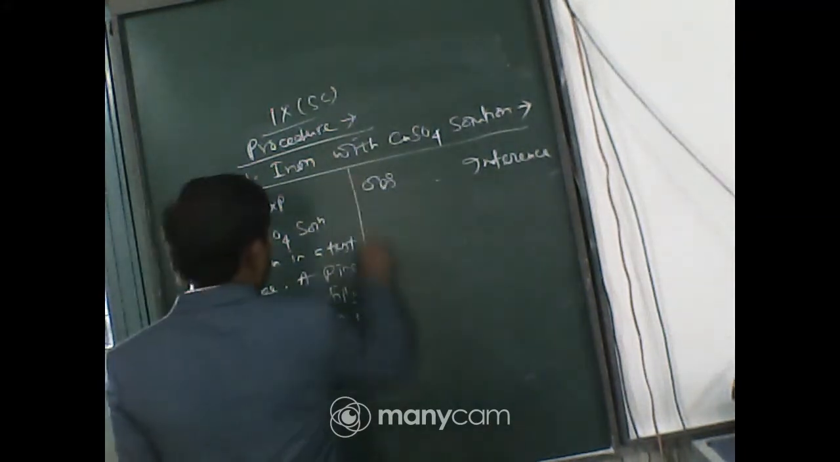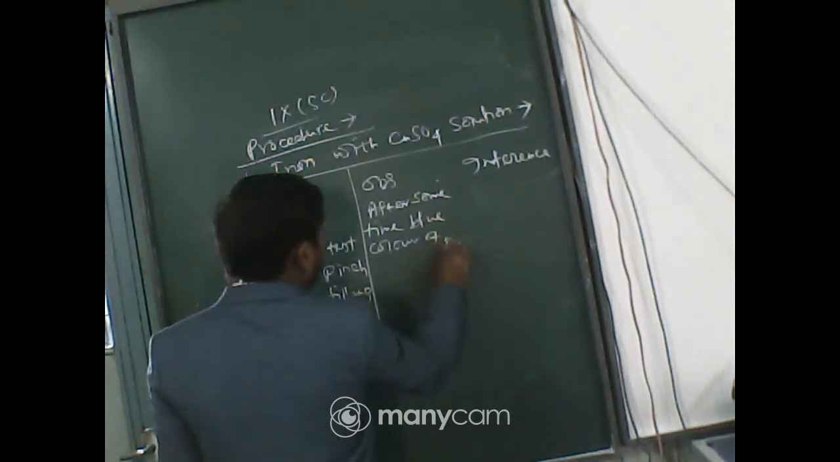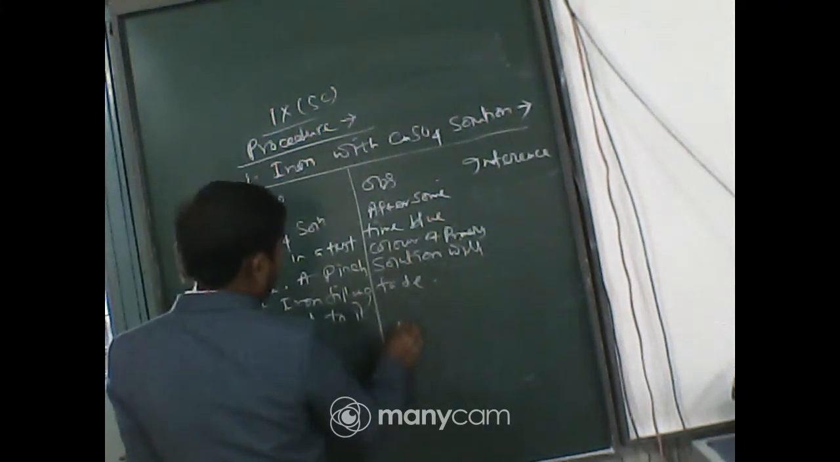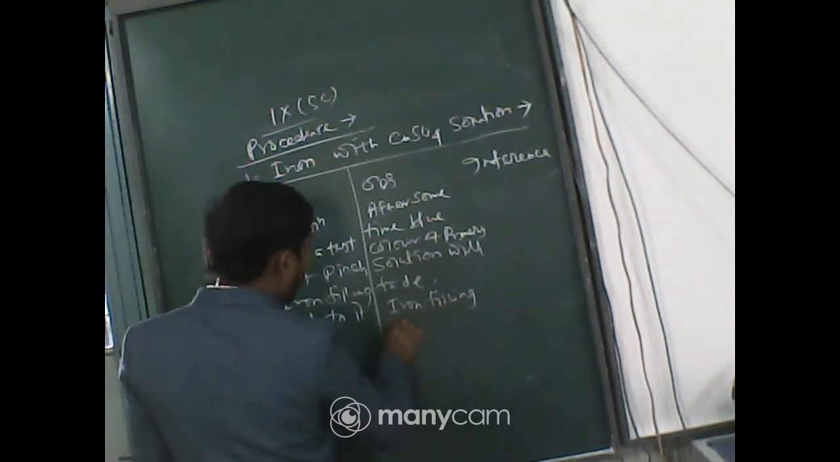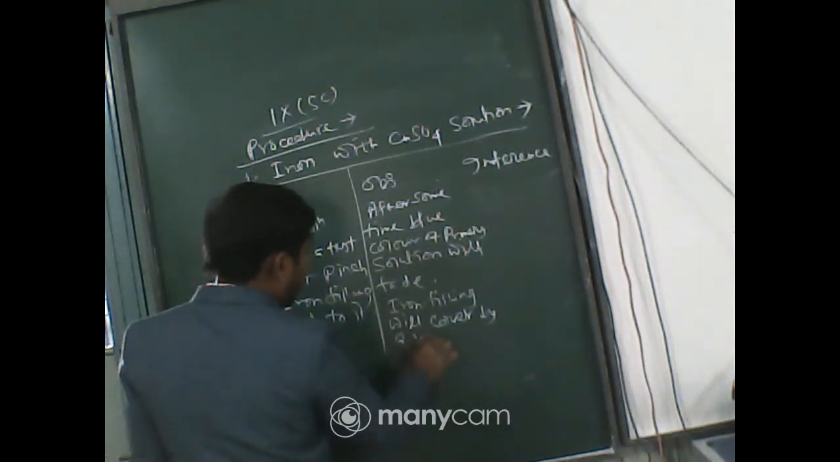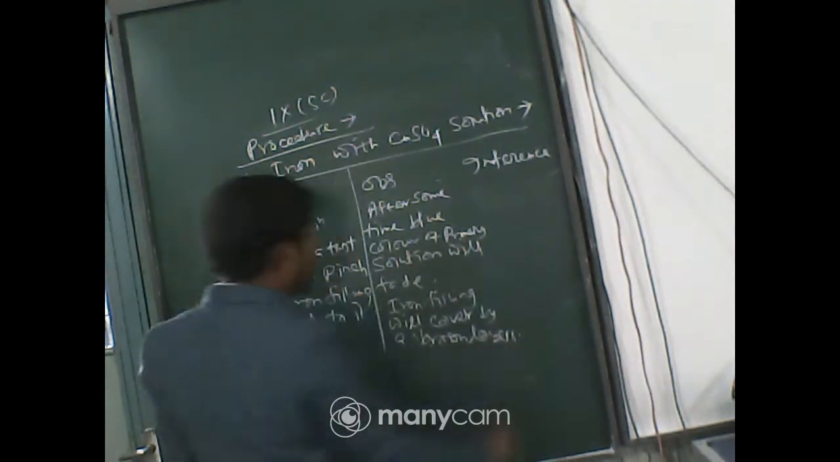Observation. After some time, the blue color of the primary solution will fade, and the iron filling will be covered by a brown layer. These are the two observations.